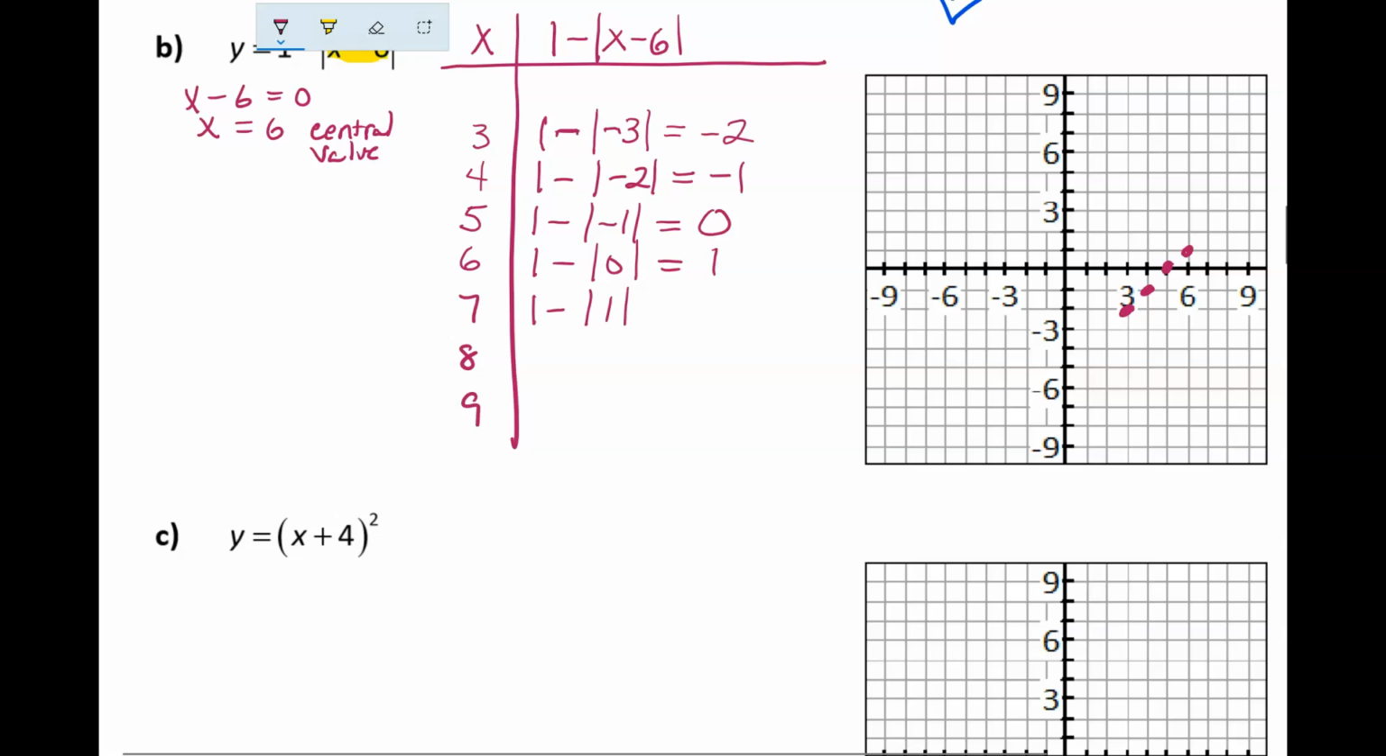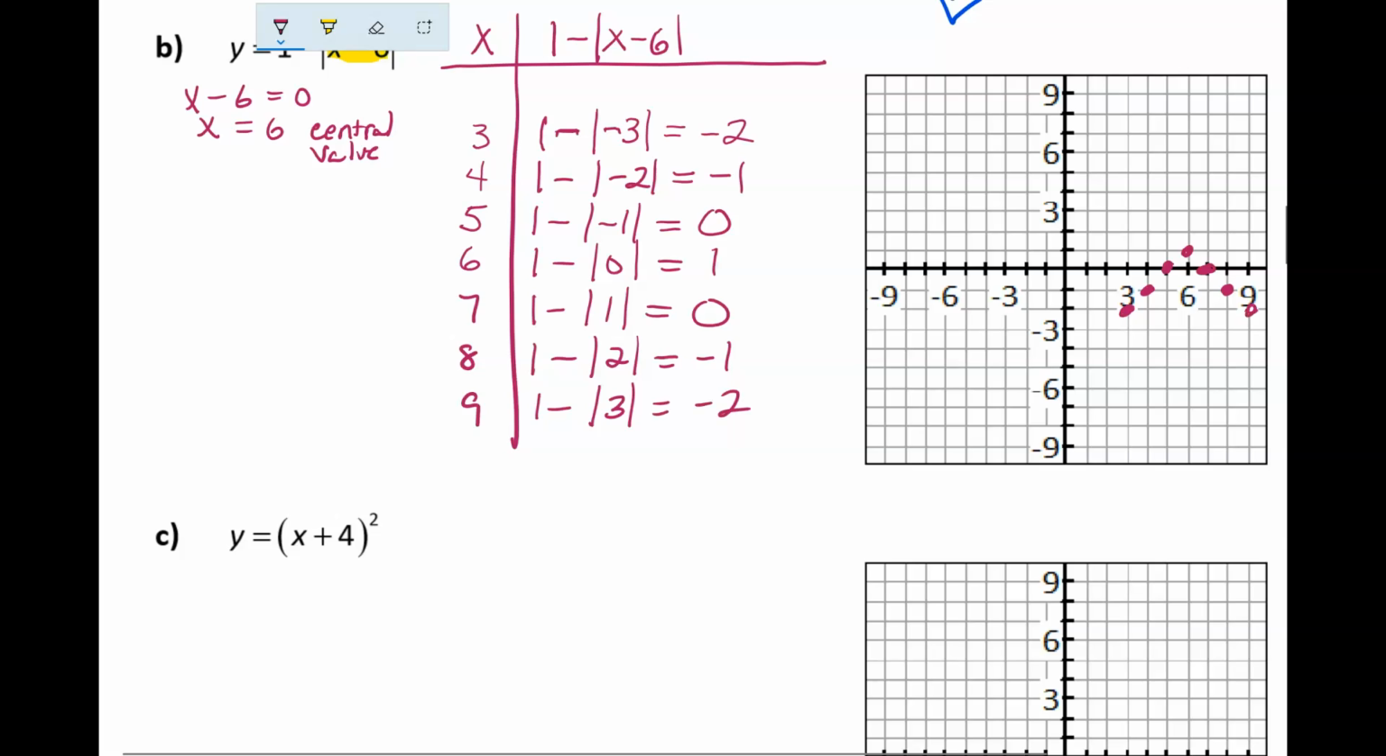That's going to give me 1 minus the absolute value of 1, which is 0. So 7 comma 0. You notice the graph's turning around now. And then 1 minus, when we put in 8, that's the absolute value of 2. 1 minus 2 is negative 1. So 8 comma negative 1. And when we plug in 9, we're going to get 1 minus the absolute value of 3, which is negative 2.